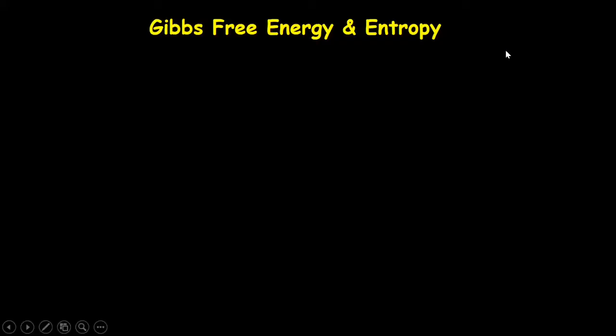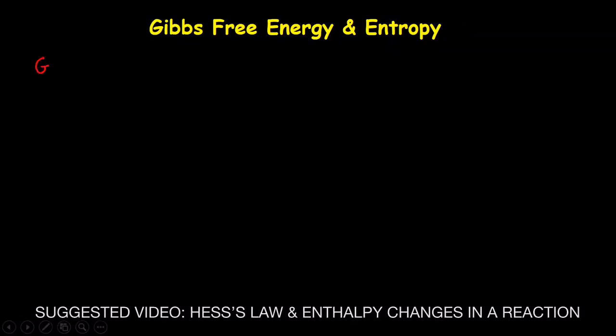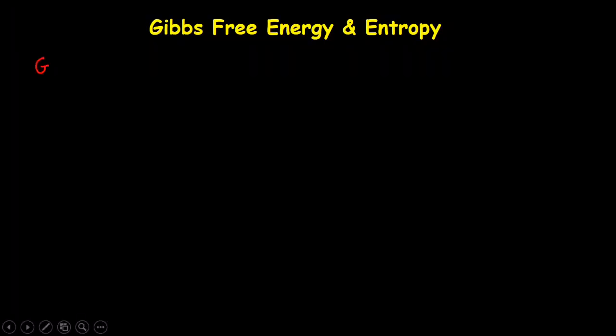In this video, I'm going to explain the concept of Gibbs free energy and how we can use it to determine if a reaction is spontaneous or not. Gibbs free energy, which we show with the symbol G, is defined as energy that is free to do work, and it's equal to H minus TS.